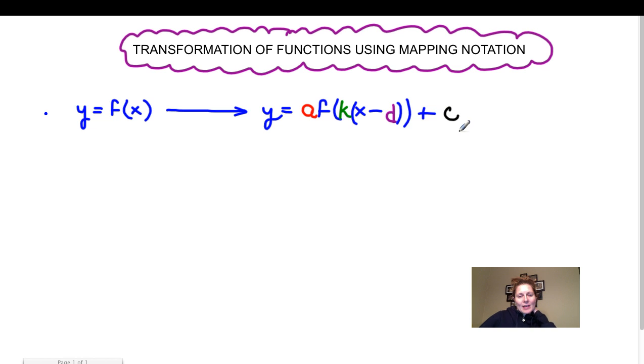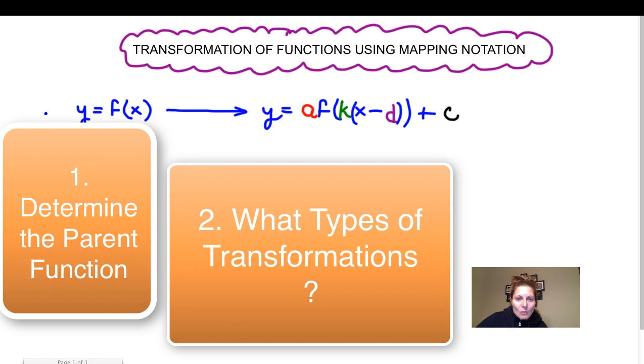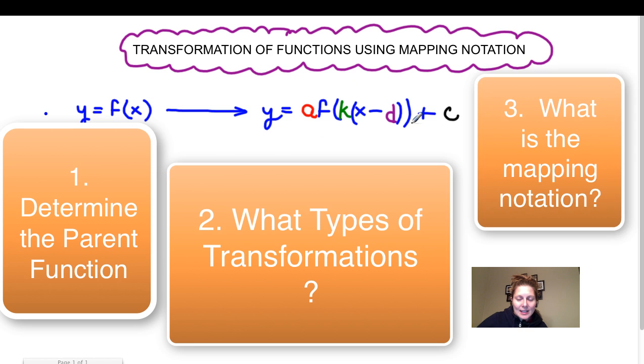So whenever we get a function, we have to decide a couple of things. We have to determine, first of all, 1, what is the parent function? 2, what types of transformations have been added to the parent function? So what a, k, d, or c? And then 3, what is the new mapping notation?